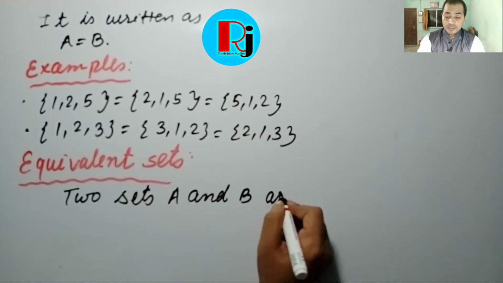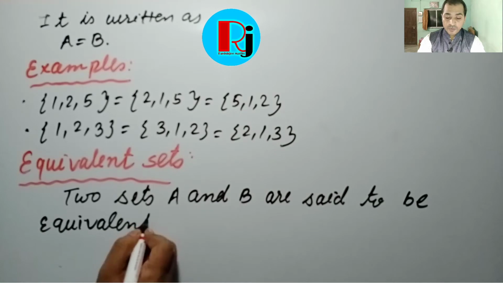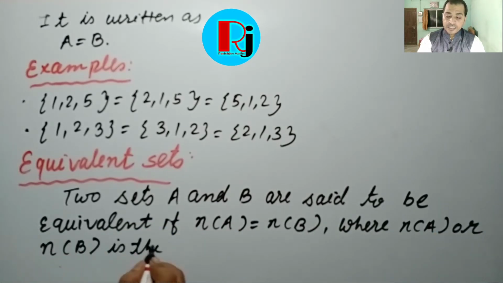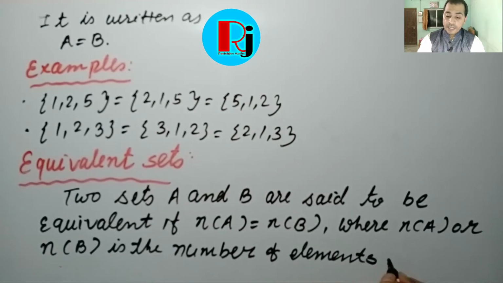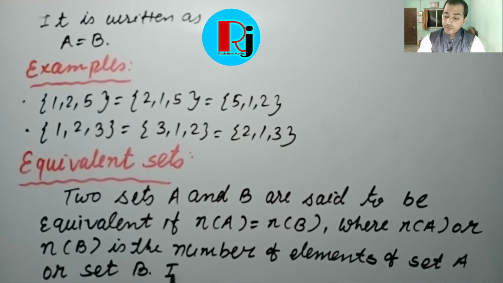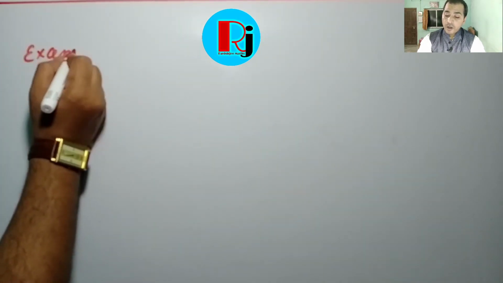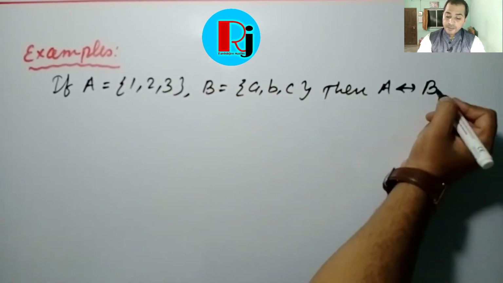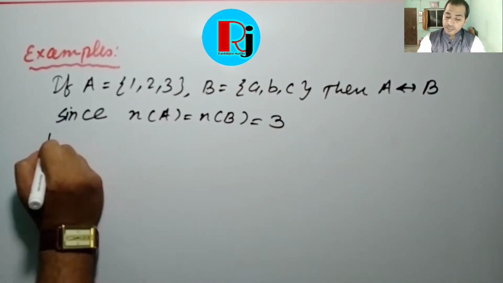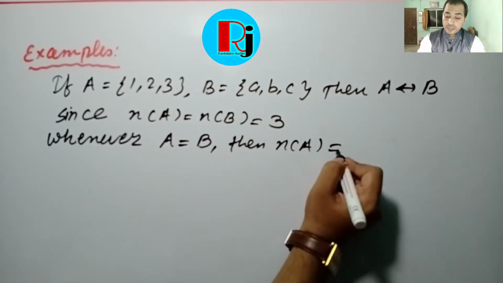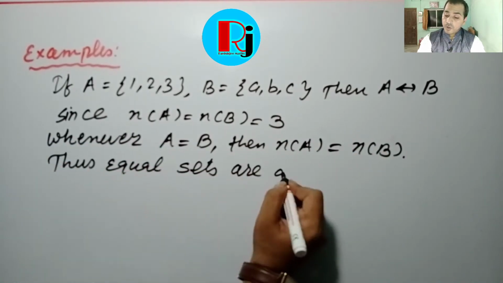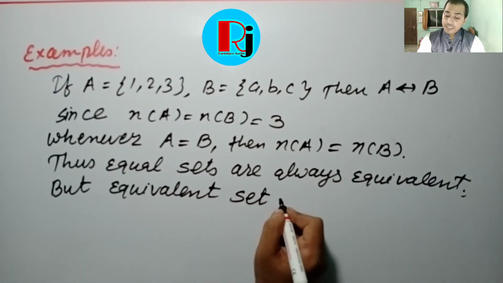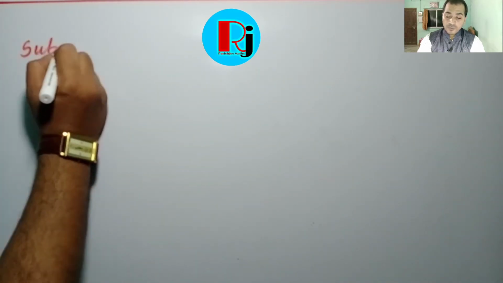Equivalent sets. Two sets A and B are said to be equivalent sets if n(A) is equal to n(B), where order of A or order of B is the number of elements of set A or set B. It is written as A equivalent B. Example: A = {1, 2, 3}, B = {a, b, c}. Both the orders are the same, therefore A is equivalent to B. Whenever A is equal to B, then order of A is equal to order of B. Thus equal sets are always equivalent, but equivalent sets need not be equal.